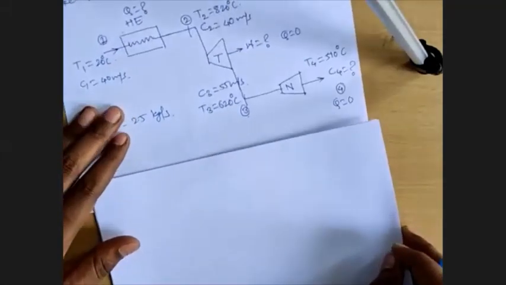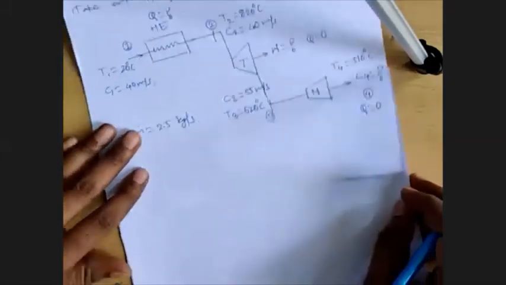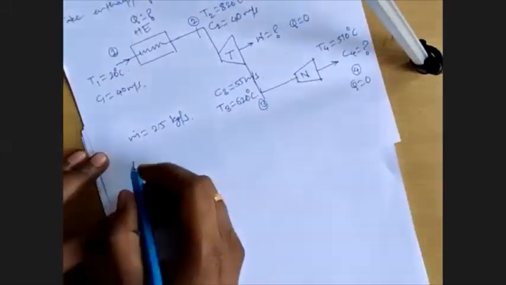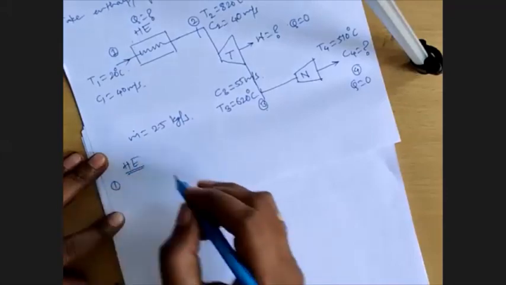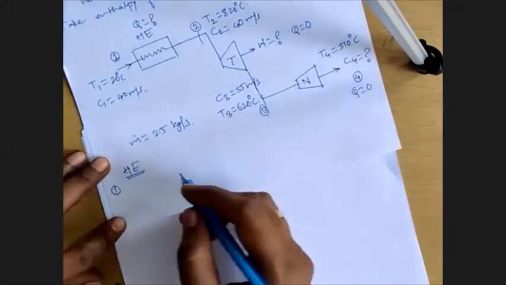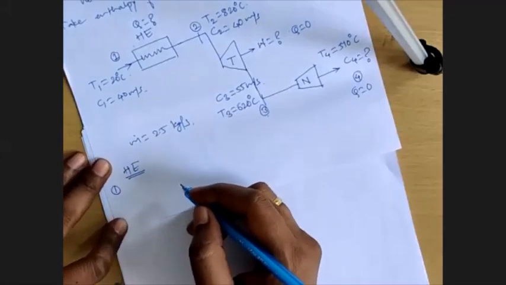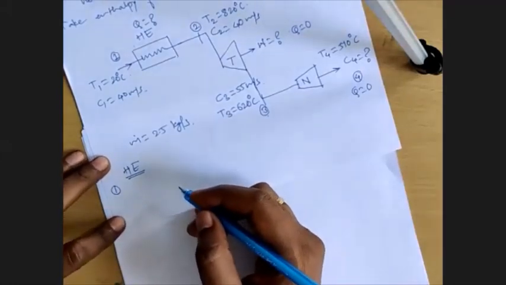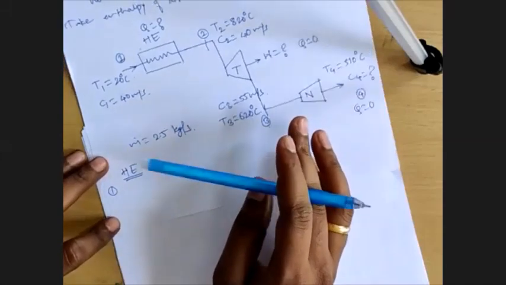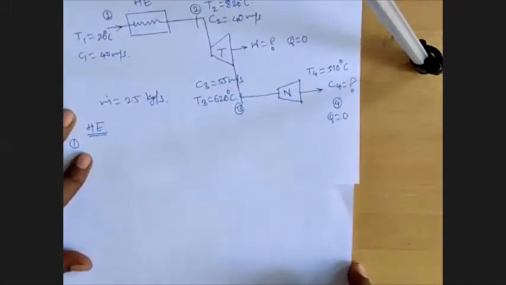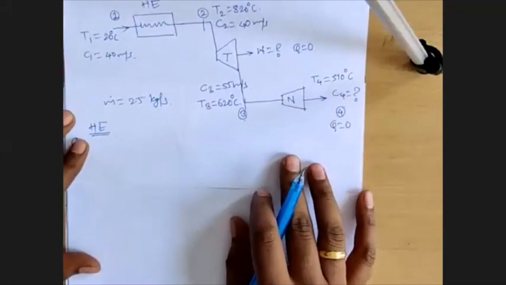So now let's solve this numerical. The first device, let's try for the heat exchanger here itself. The first device is the heat exchanger. Can any one of you tell me the steady flow energy equation for the heat exchanger? Heat exchanger, steady flow energy equation. What is the relation?